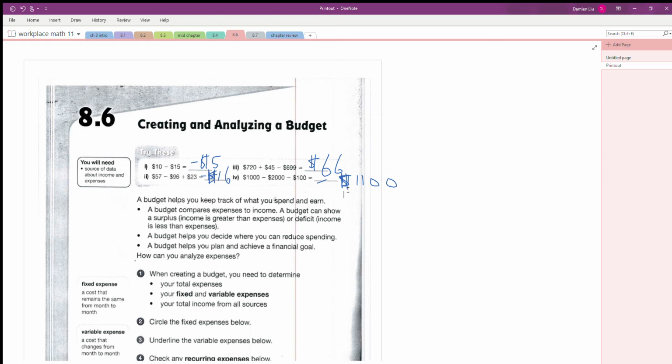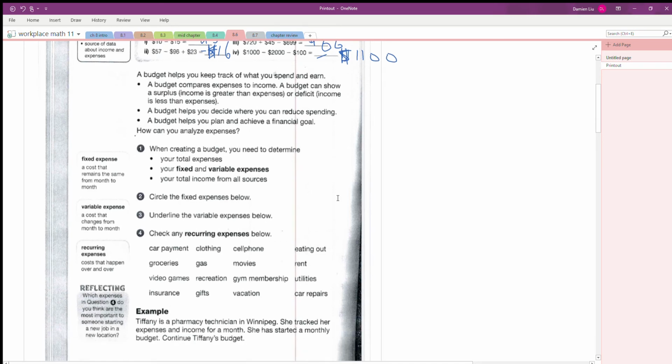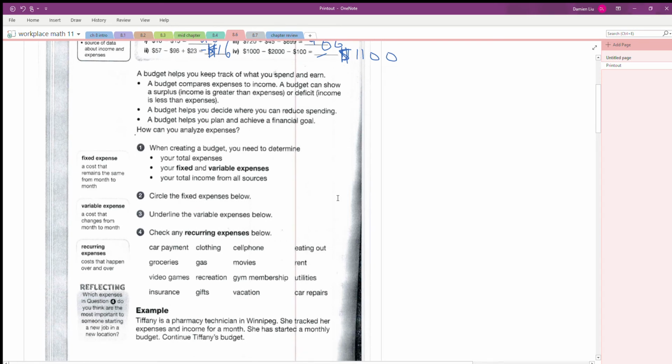All right, how can you analyze expenses? There's a couple ways that you can take a look at what you're spending. One ideal way is you keep track of it. So you need to determine, in terms of expenses, what are your total expenses, what are your fixed and variable expenses, and what's your total income from all sources. So I'll explain that in one second.